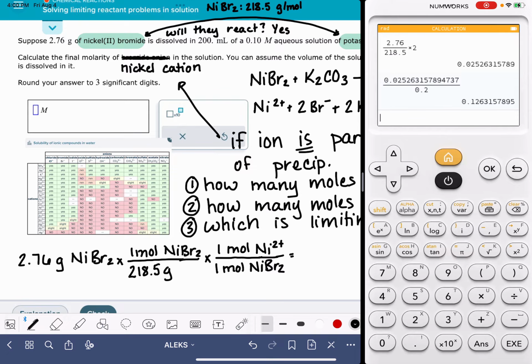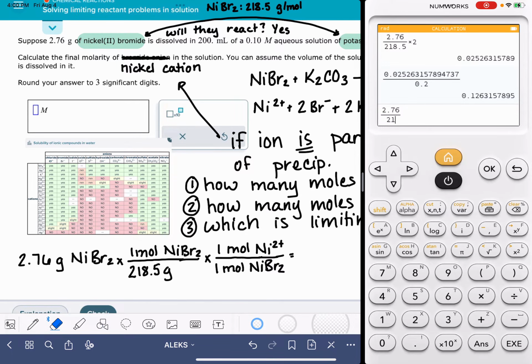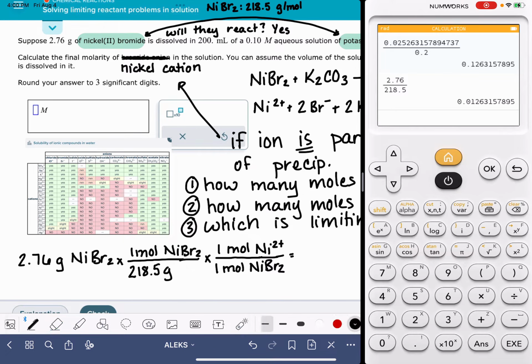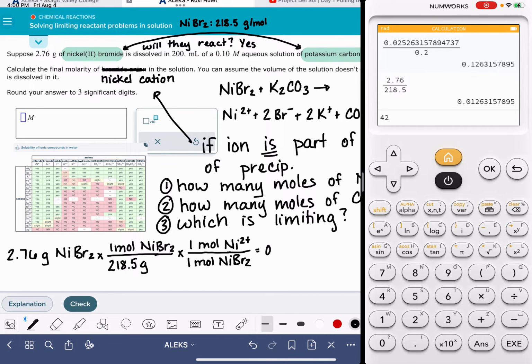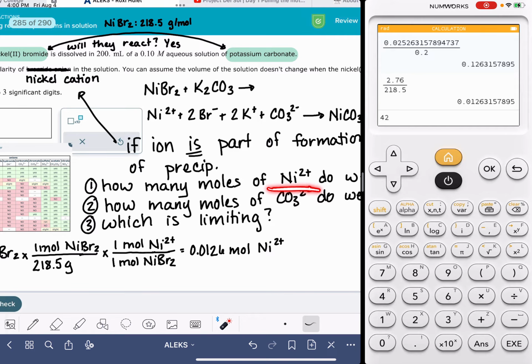And so let's just go ahead and do the math on that. 2.76 divided by 218.5 is 0.0126 moles of nickel. So we figured out how many moles of nickel we have. Now we need to figure out how many moles of carbonate we have.